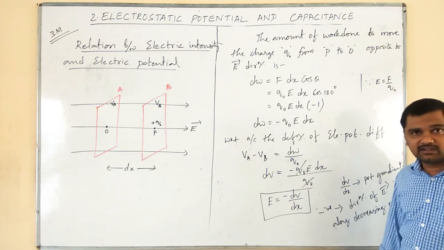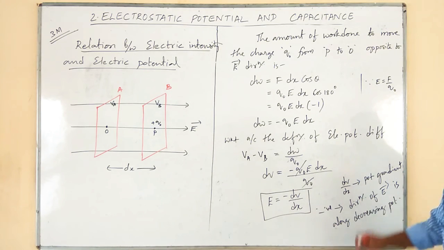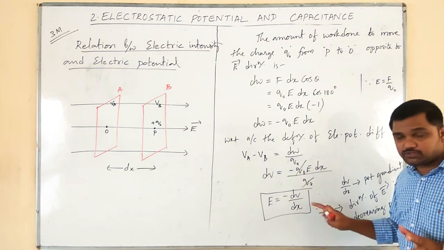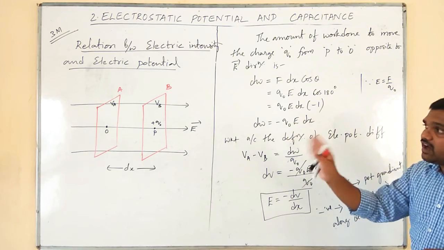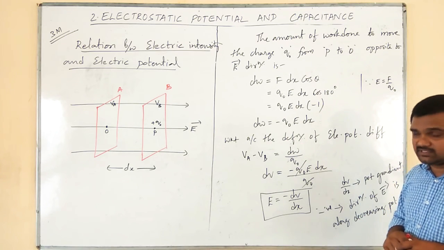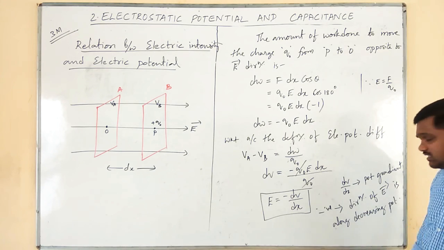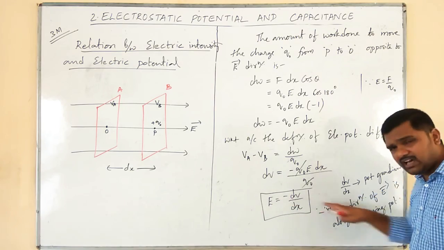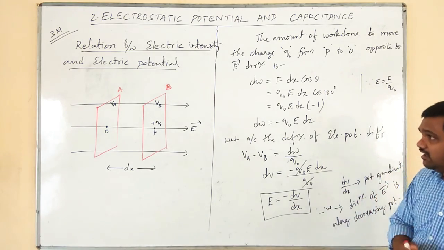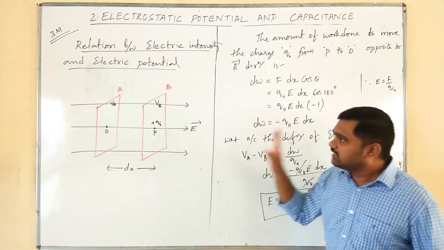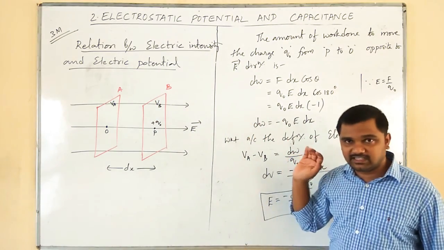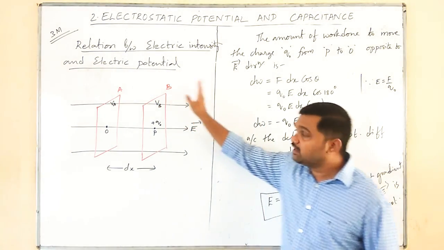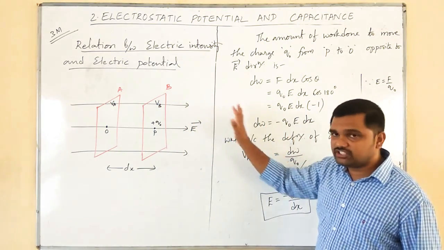dV by dx is called potential gradient. Potential gradient means the rate of change of electric potential with respect to the distance measured normal to the equipotential surfaces. And the negative sign says that the direction of electric intensity or electric field is along the decreasing potential. As we come like this, the potential goes on decreasing. That is, potential at A is greater than potential at B. If you take one more surface here, the potential decreases.